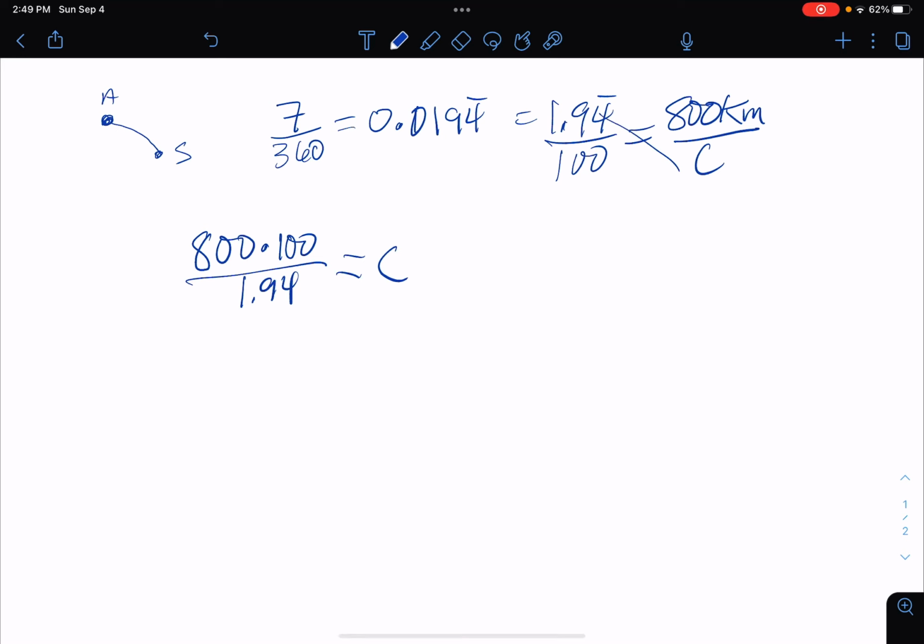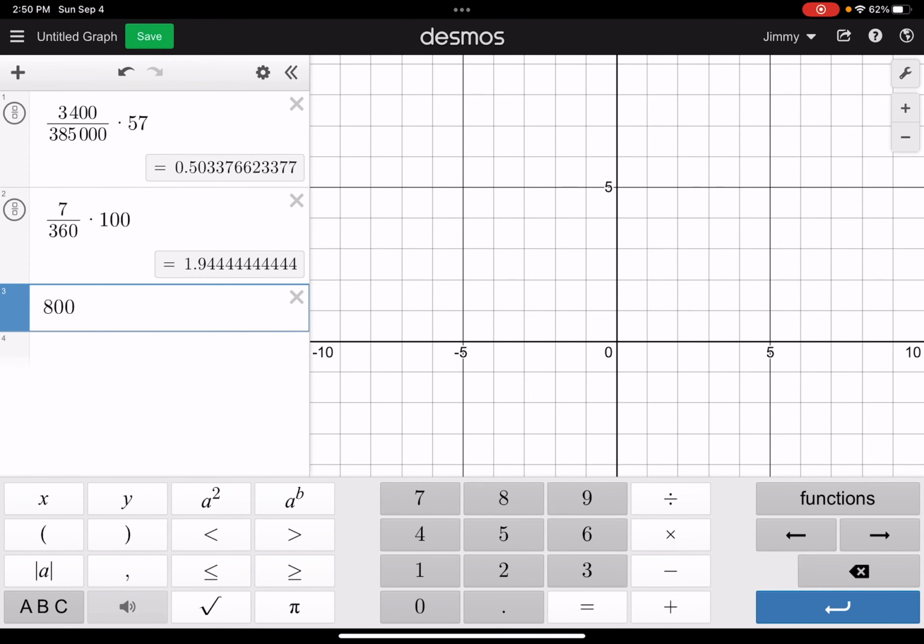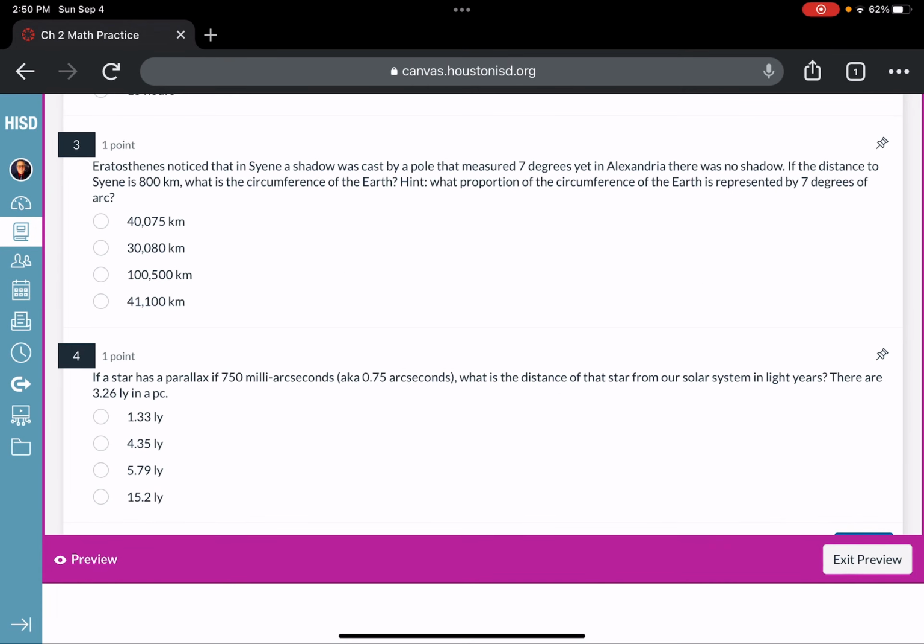You could also think of this as cross multiplying. So we're multiplying both sides, or 1.94 times c and 800 times 100, and then you divide both sides by 1.94. So let's throw that into Desmos and see what we get. 800 times 100 divided by 1.9444 repeating. There. So that's 41,142. So if we go look at the answer choices, 41,100 is the closest. I recognize that 40,075 is up there too, but that's what Google tells you. So don't select that one. The correct answer is 41,100.